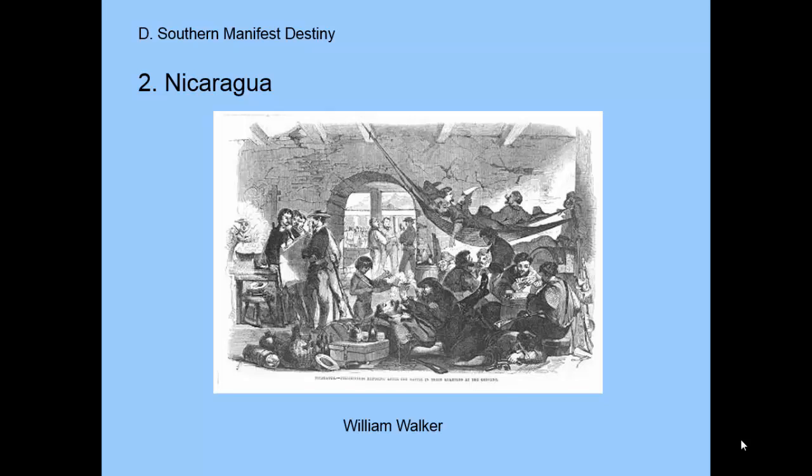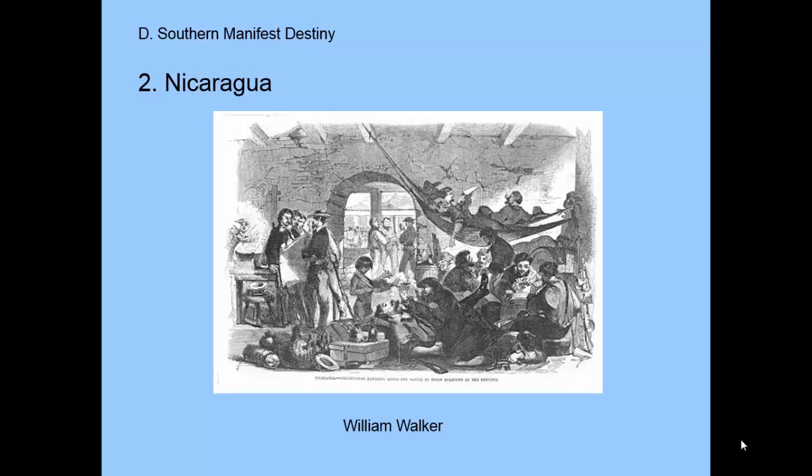Of course, there is precedent for this. This is how Texas entered the Union. Americans overthrew the government and then joined the United States. And this is how California joined the Union. Americans overthrow the government of Mexico, create the Bear Flag Republic, and then it joins the United States. So that's what William Walker is hoping to do.